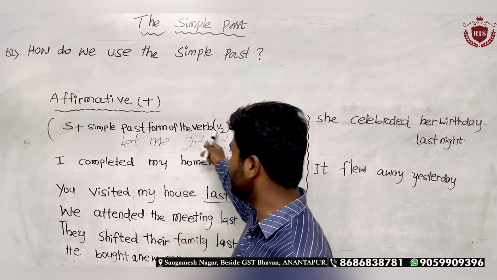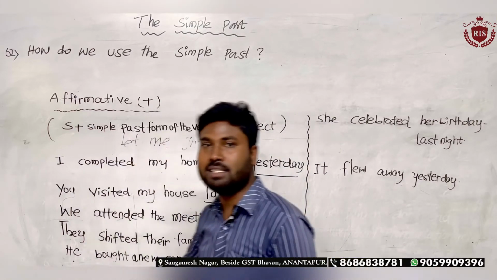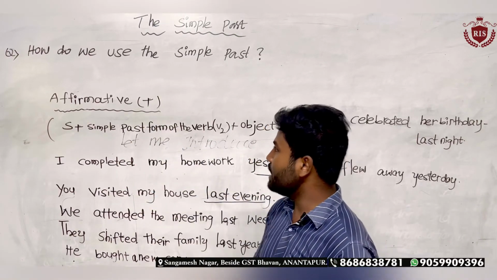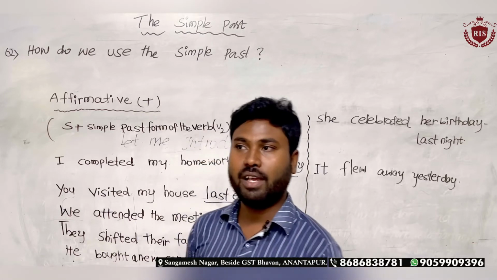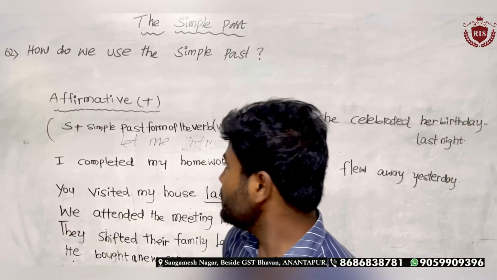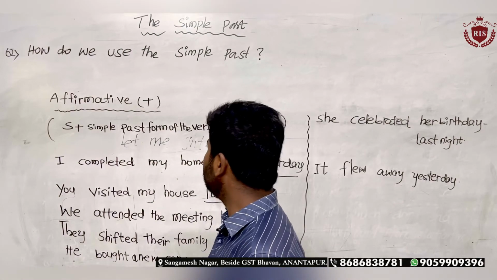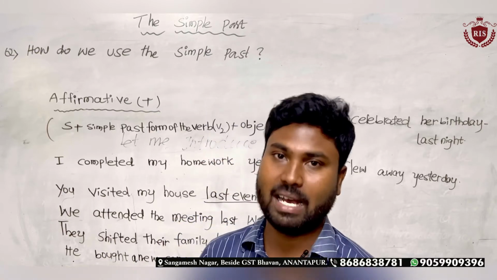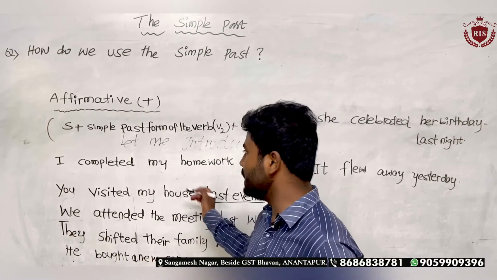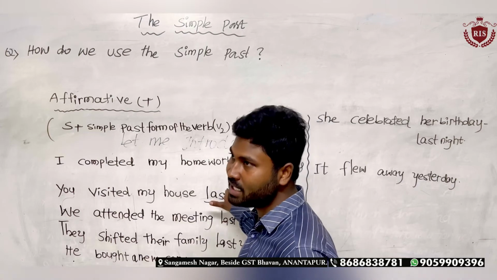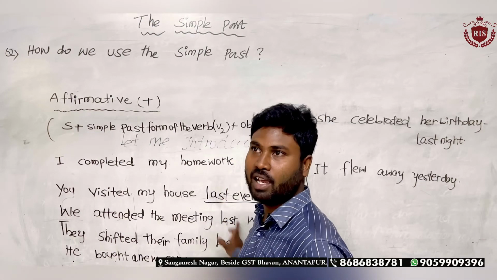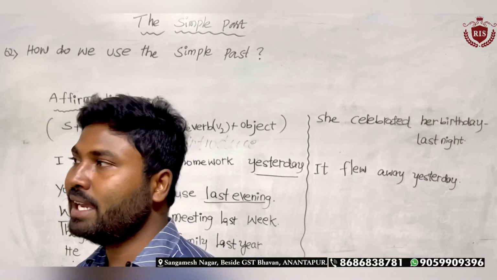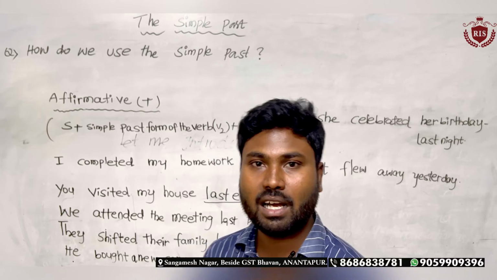If you remember this formula, you can easily frame sentences in the simple past. Okay, positive sentences. As of now, what we have understood? We have understood that subject plus V2 plus object is the formula to frame an affirmative sentence in the simple past tense. These are some of the examples, and I have underlined the keywords. Okay, so by using this formula, I want you to frame as many affirmative sentences as you can on your own.